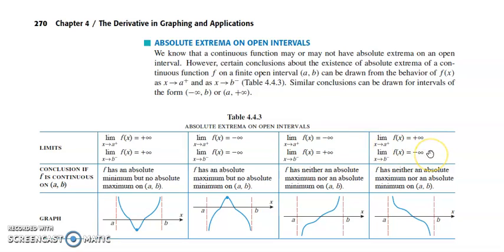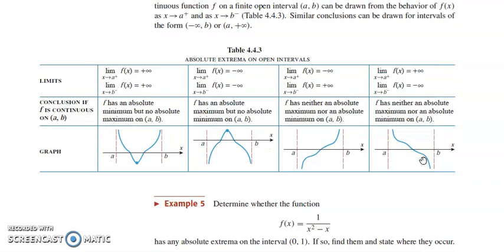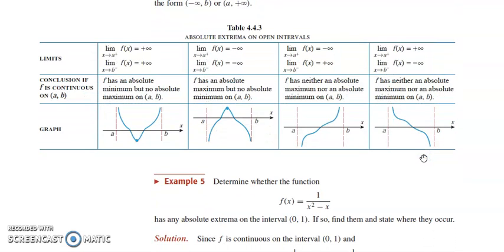The last case is also similar. Limit x tends to a plus f of x is infinity, and limit x tends to b minus f of x is minus infinity. From here also the function goes to both ends, so therefore it does not have an absolute maximum or an absolute minimum. So let us look at an example and let us see the behavior of the function.